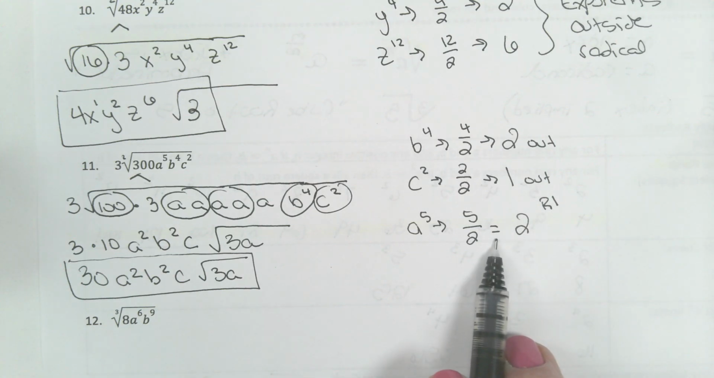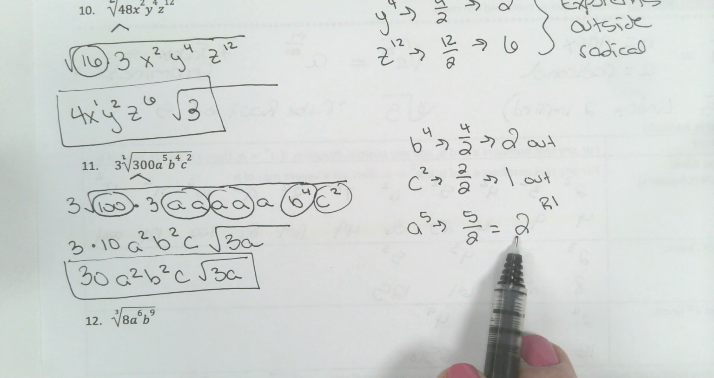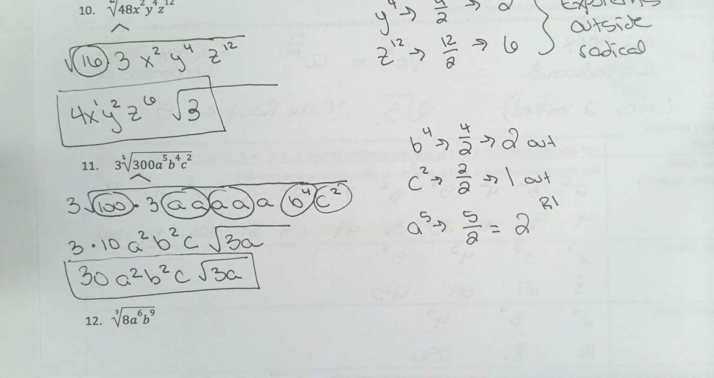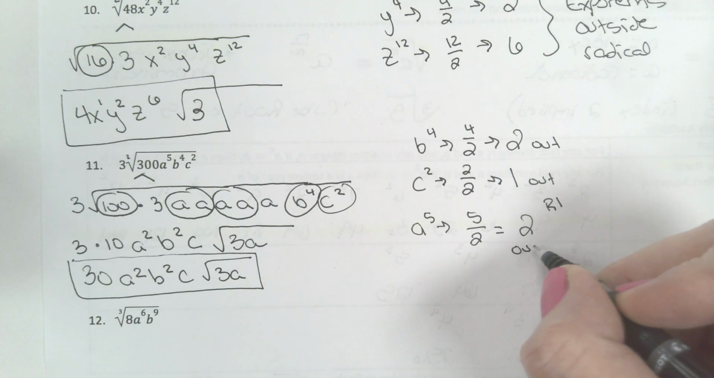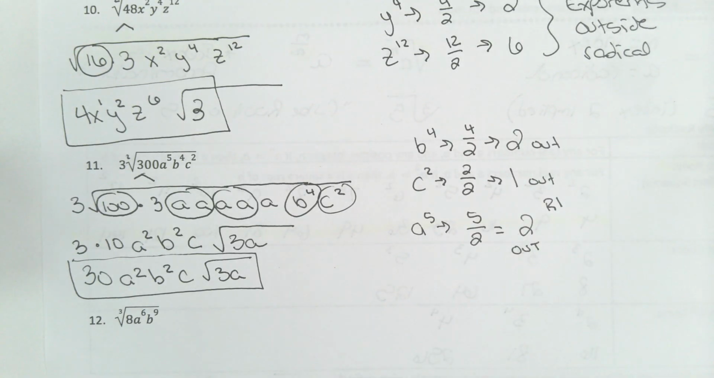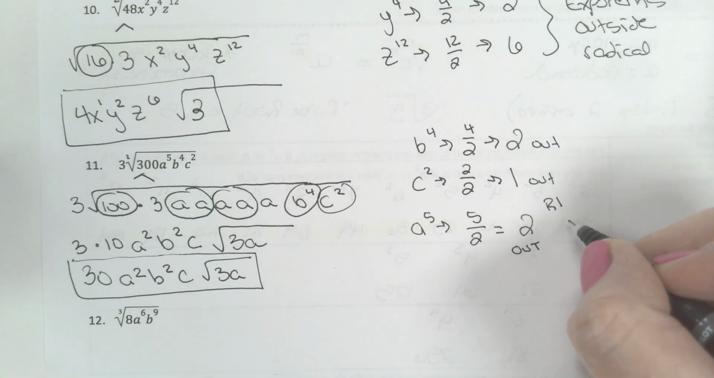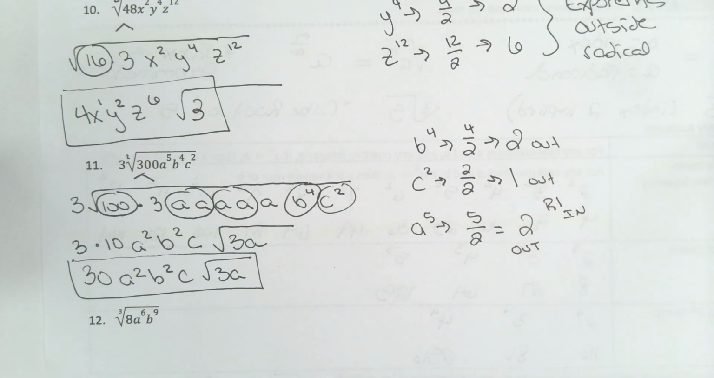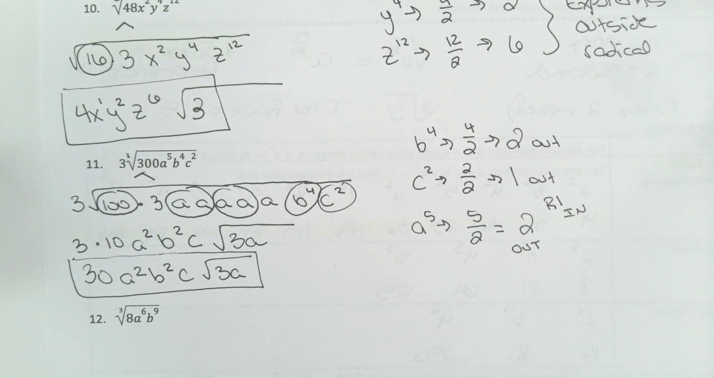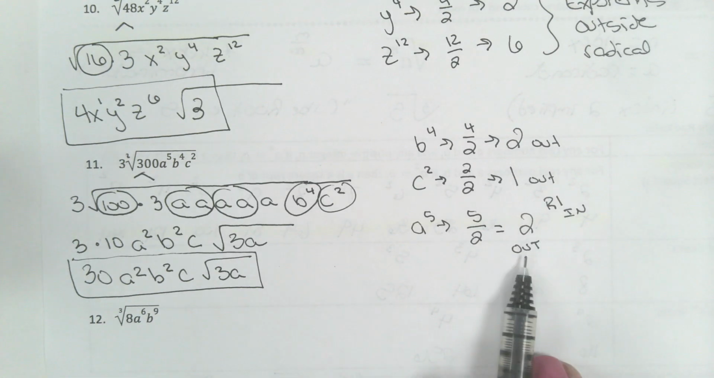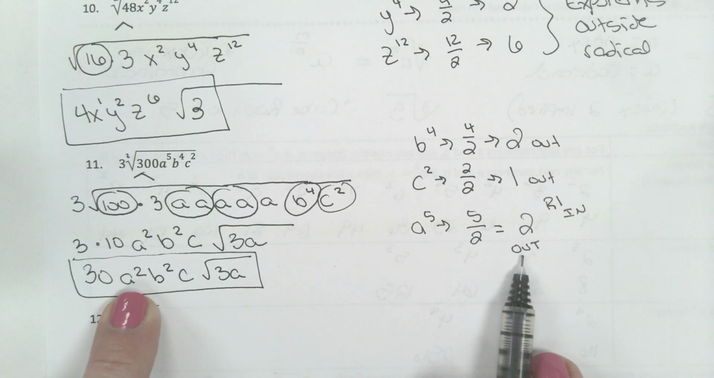So if you have a number and it does not divide evenly by the index, figure out what would be the answer as a mixed number, basically. What is the whole number and what is its remainder? The whole number tells you how many get to come out, and the remainder tells you how many stay in, how many are still stuck under the radical sign. So this matches up with my answer.